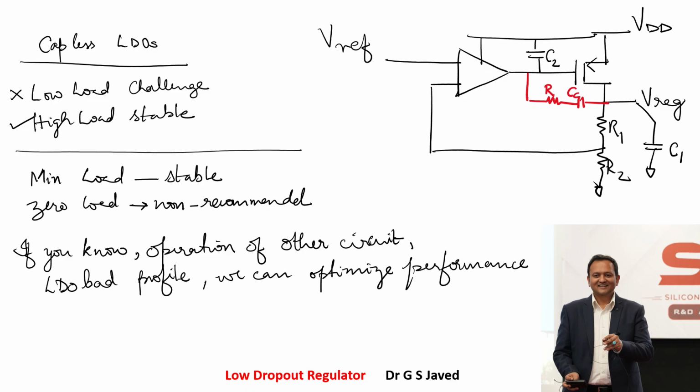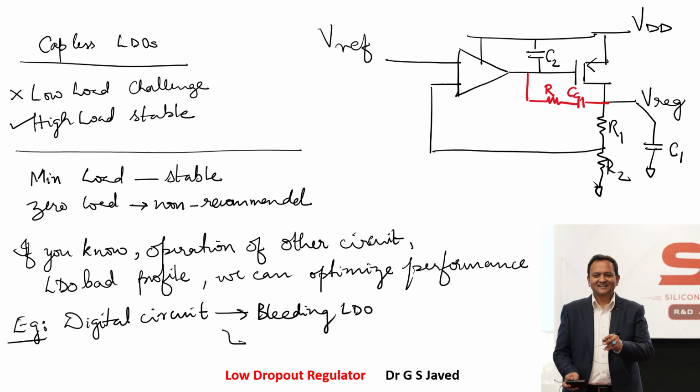Let me give an example. If the LDO is driving a digital circuit, we will get to know when it is going to get enabled and when it will need the power supply. So right before that particular timing of the digital circuit starts, we can start bleeding the LDO. What does that mean? Bleeding the LDO means slowly taking load current out from the LDO such that you are able to drive the amount of current needed for the digital circuit instantly. So this is one of the simple techniques that people use.